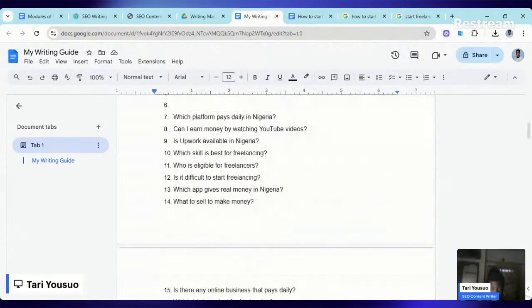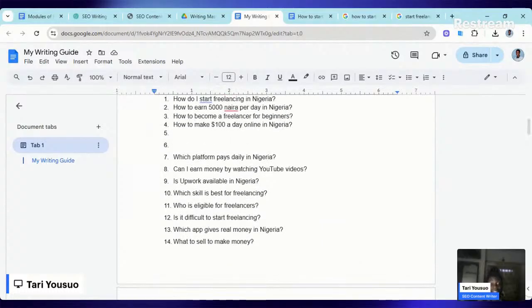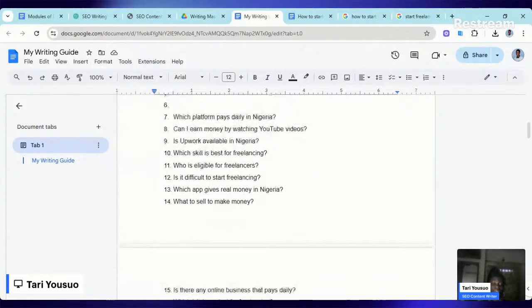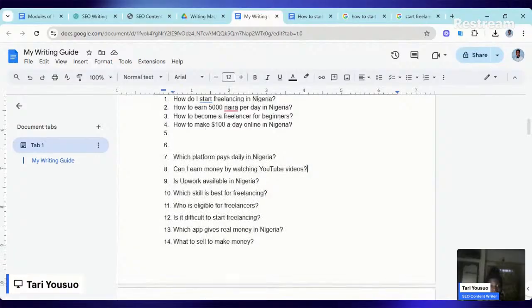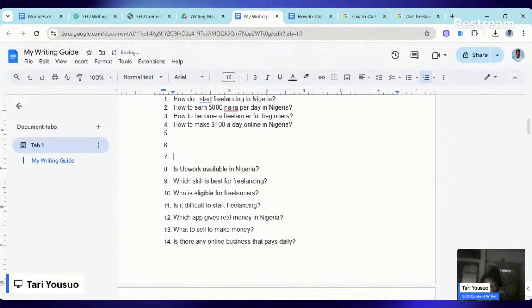And then, which platform pays daily in Nigeria? Can I earn money by watching YouTube videos? That's not necessarily relevant to what I'm doing here, so I can delete them. Is Upwork available in Nigeria? This is something important to answer.